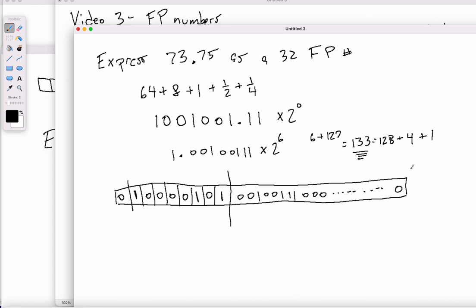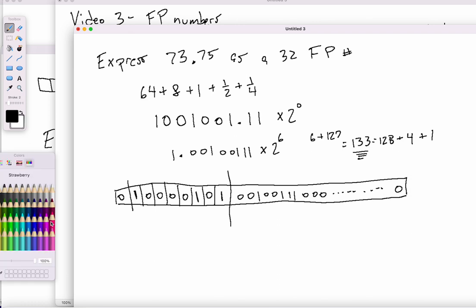And again, if I were asked to express this as hex, I would come over here. Let me make this a little bit easier to see. I'm going to change my color. So I'm going to break this up into 4. 1, 2, 3, 4.